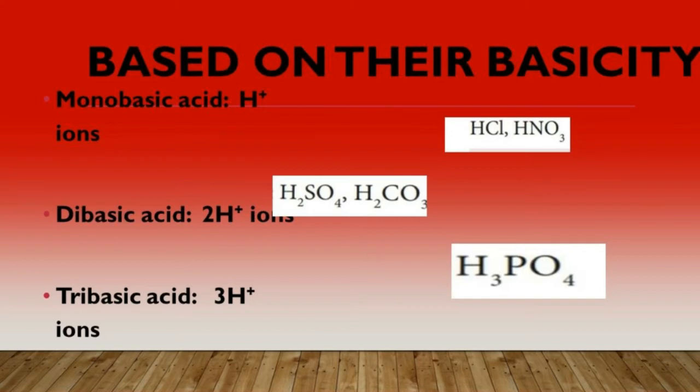Next is tribasic acid, an acid which gives 3 hydrogen ions per molecule. For example, H3PO4 is an example of a tribasic acid. Tri means 3, so we will get 3 H plus ions.